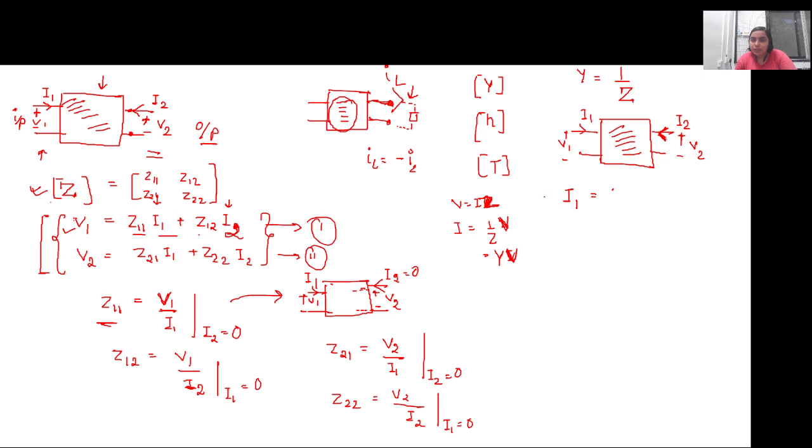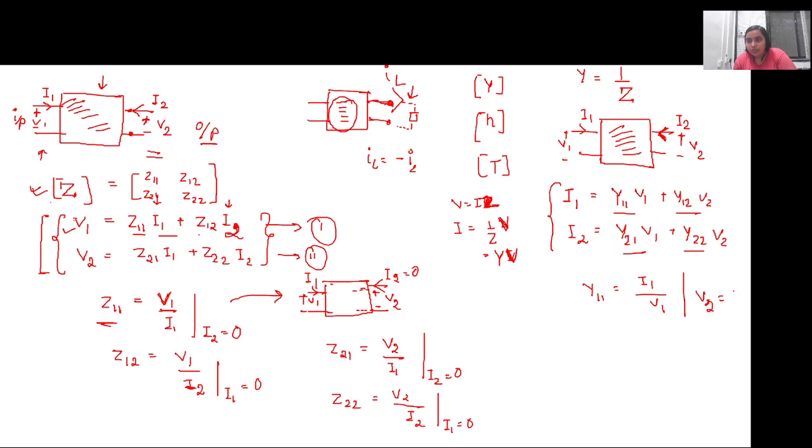So in this case, the input and the output current equations are written like this: I1 equal to Y11 V1 plus Y12 V2, and I2 equal to Y21 V1 plus Y22 V2. So we can calculate the admittance matrix parameters Y11, Y12, Y21 and Y22. Y11 will be equal to I1 by V1 with V2 equal to 0. V2 equal to 0 means the load side has been short circuited. Then similarly Y12 will be equal to I1 by V2 with V1 short circuited. So the source side has been short circuited.